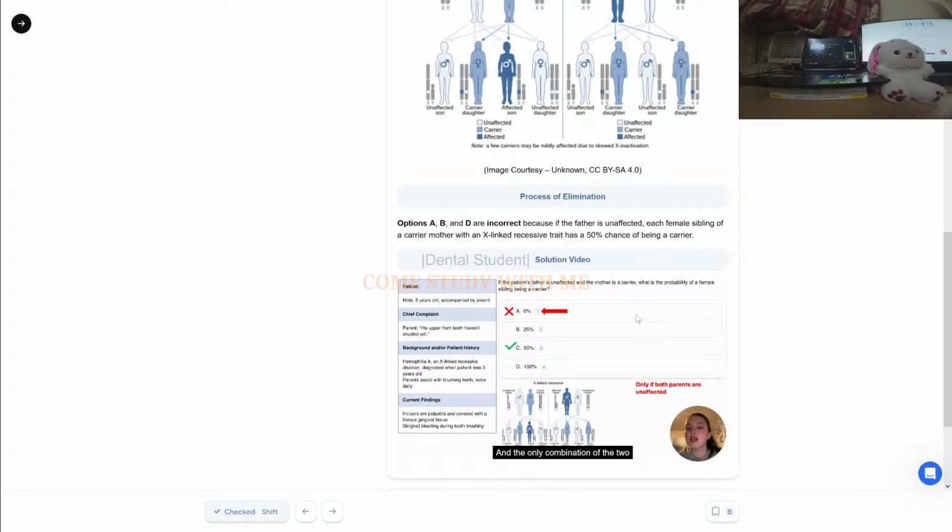And the only combination of the 2 that results in a 0% carrier chance for a daughter is if they are both unaffected. So because that was not the scenario given in this question, we knew that this answer choice was incorrect. And next we have 25%.